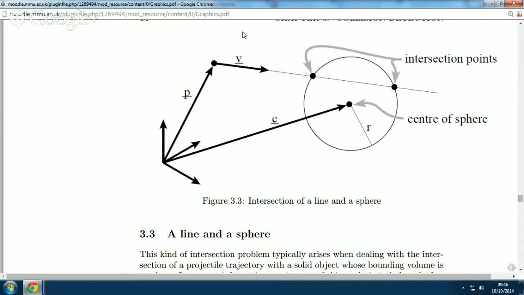But if we assume the sphere is fixed, then we've got a fixed position vector c for the center of the sphere. The sphere has a certain radius r, which is part of the setup. The initial point of the projectile p as before, and the velocity vector of the projectile v as before. So that's all the data of the setup, all the known quantities.